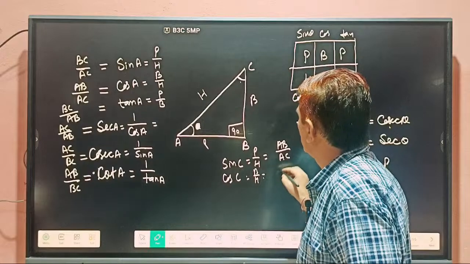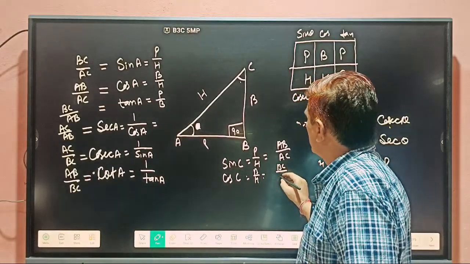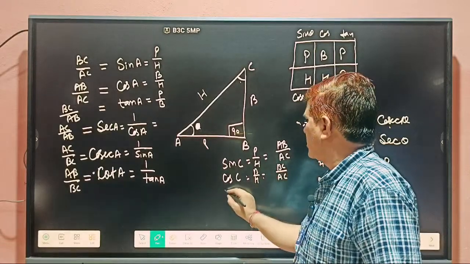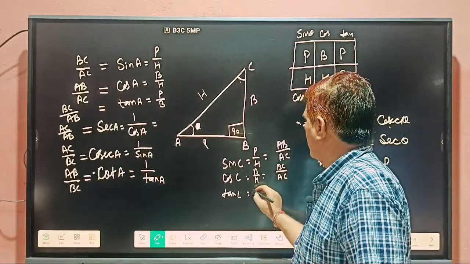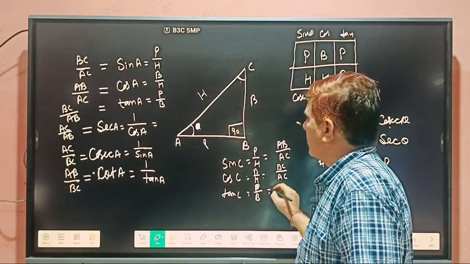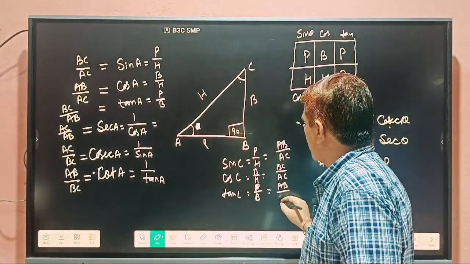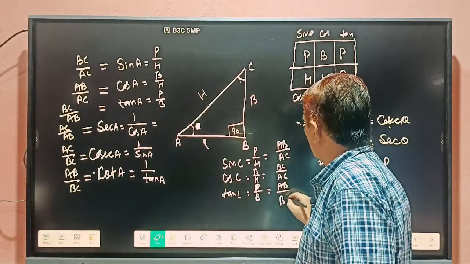Cos of C, base by hypotenuse. Which one is the base? BC by AC. Tangent of C, P by B, perpendicular by base. So AB by BC.